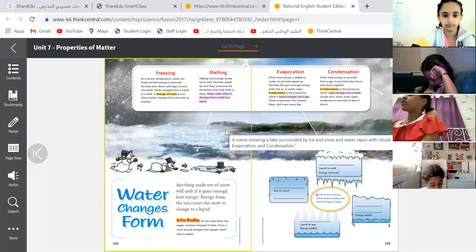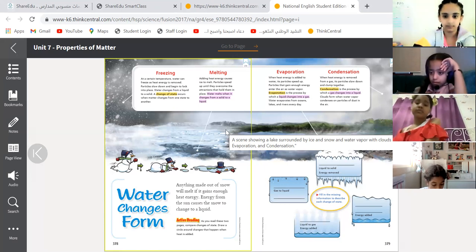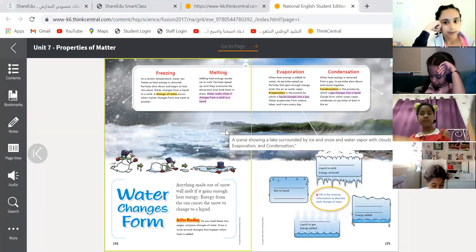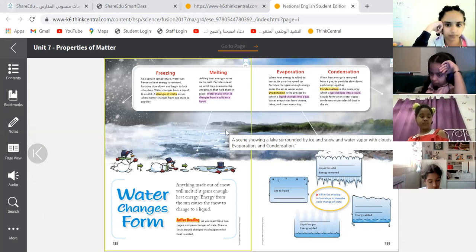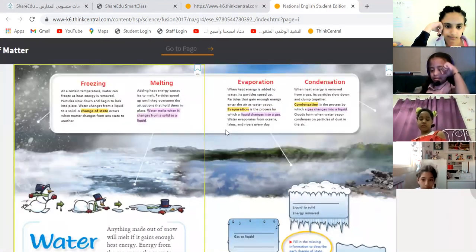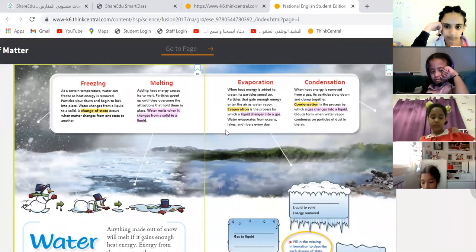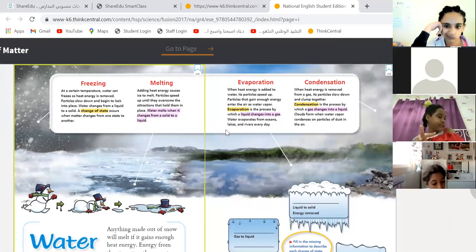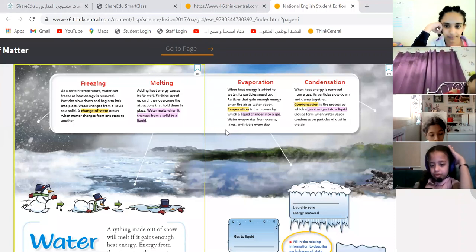What do you think, Yadiala? When I want the liquid changed to gas, what process is that? Excellent. It is evaporation. And what is the opposite of evaporation? The opposite is condensation. Bravo, Yadiala. Excellent. Thank you, Yadiala.